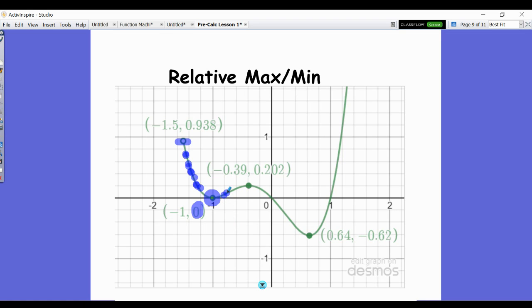So then I'm going to travel. I get to this location, this turning point here. That turning point is a mountaintop. So that mountaintop is located at 202 thousandths. So that makes it a relative maximum because it is a little mountaintop. And then you travel down your roller coaster ride.